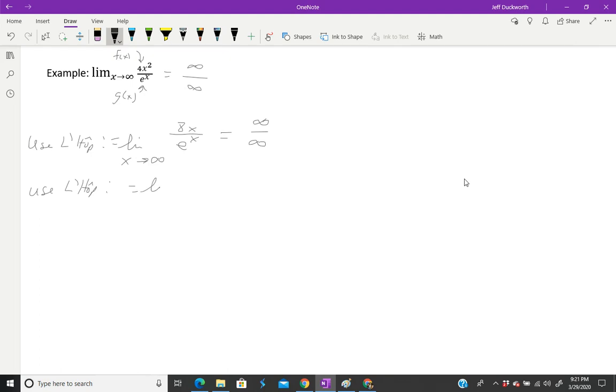So this equals the limit as x approaches infinity of the derivative of 8x, which is just 8, over the derivative of e to the x, which is e to the x again. Now we can evaluate this. The numerator is 8, there's no x involved. The denominator goes to infinity, so this equals 0. So that limit is 0.